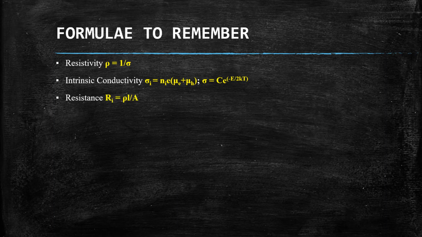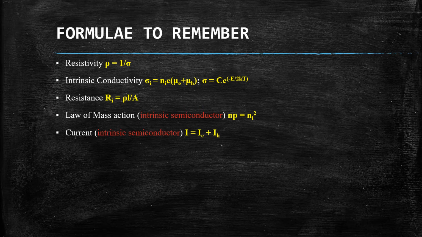The intrinsic resistance Ri is given by rho L by A, where L stands for the length of the material and A its area of cross section. The law of mass action for an intrinsic semiconductor is given by the product of the electron concentration n and the hole concentration p, which is equal to the square of the intrinsic carrier concentration, ni squared. The current in an intrinsic semiconductor I is the sum of the hole current as well as the electron current.